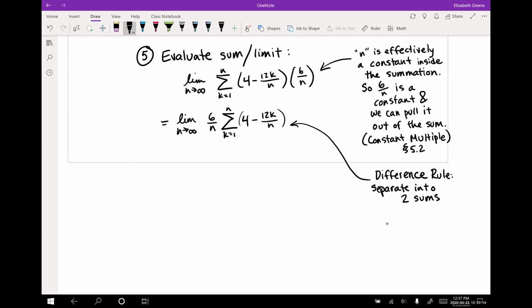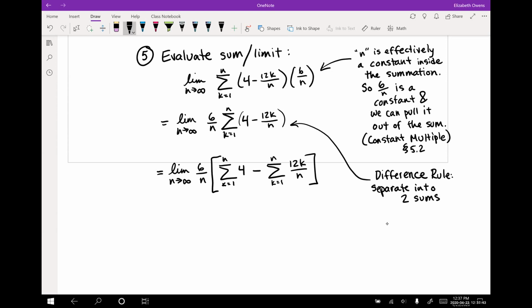Okay, so that now is going to look like this. We've got to keep writing our limit because we still haven't even touched that at all. But we're going to have a sum, k equals 1 to n, of just 4. There's our first term. And then subtract another sum, k equals 1 to n, of 12k over n.